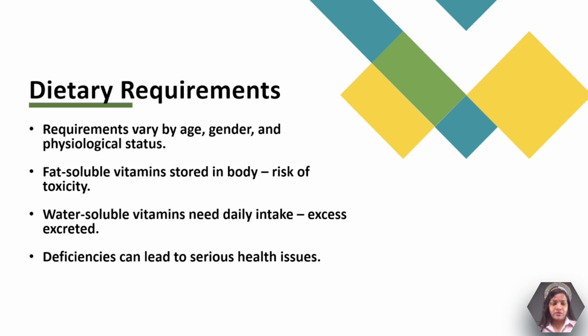vary. Fat soluble vitamins are stored in the body, so there is a high risk of toxicity. Whereas for water soluble vitamins, there is a very low risk of toxicity because they are excreted in the urine when taken in abundance. Deficiencies can lead to serious health issues, so it is suggested to monitor and take a regular amount of vitamins that is required by our body.